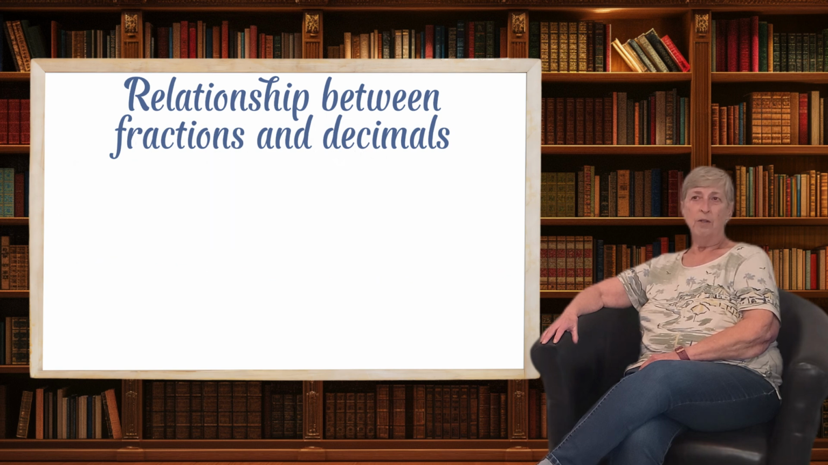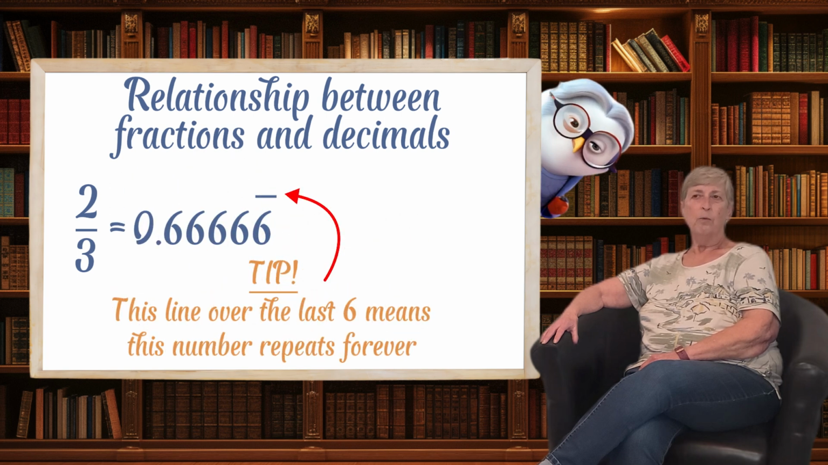Now, one other thing that we need to look at real quick is that sometimes, when you're trying to convert a fraction into a decimal, it does not come out even. For example, 2/3. When you divide 2 by 3, you get 0.66666, and it keeps going forever. All right, what you have to do in this instance is you have to round it.